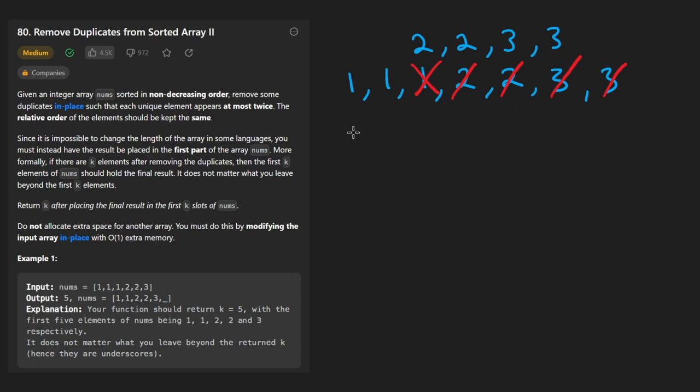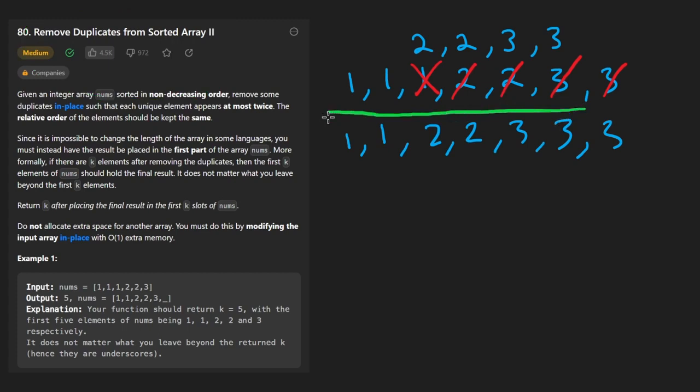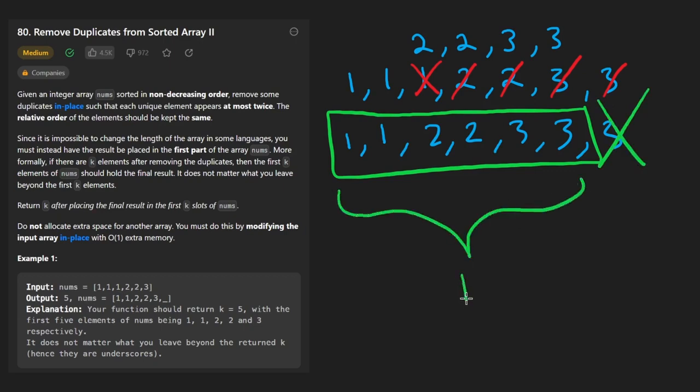Our actual output array will look like this: 1 1 2 2 3 3 3. But we need some way to indicate that these are the only real values. Like this is taking up space, but don't consider this as an actual value. So what we do is return an integer indicating the size of this portion of the array, which this problem refers to as k.